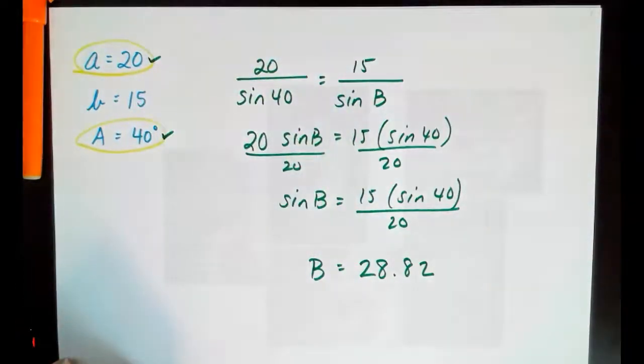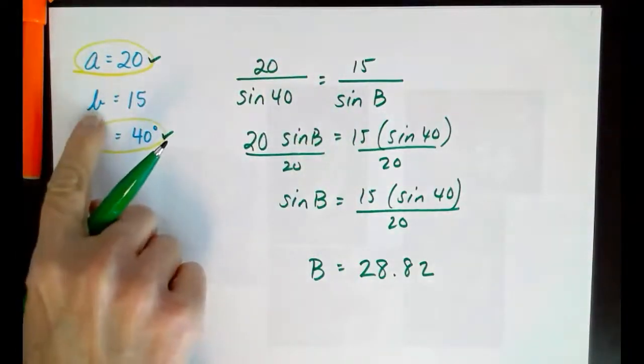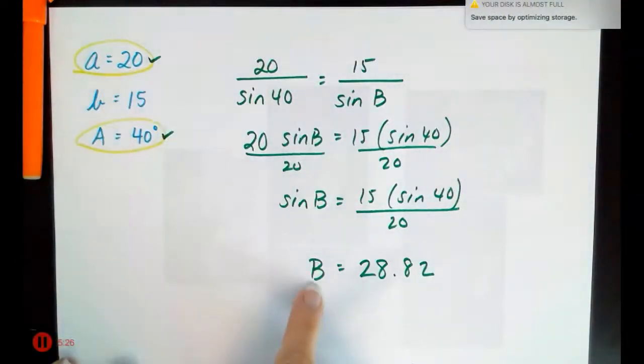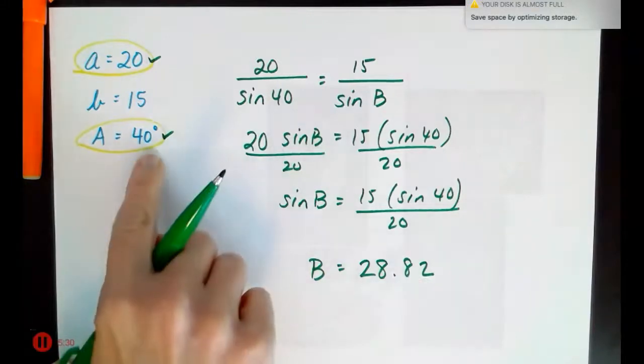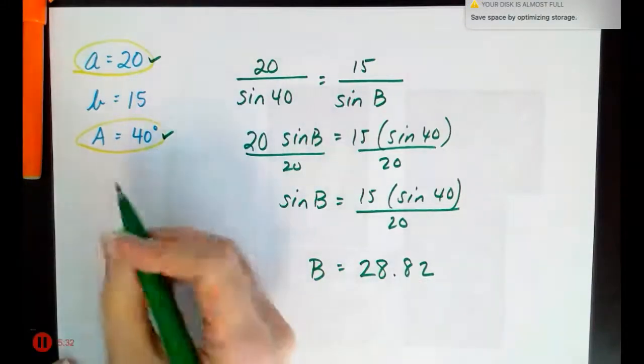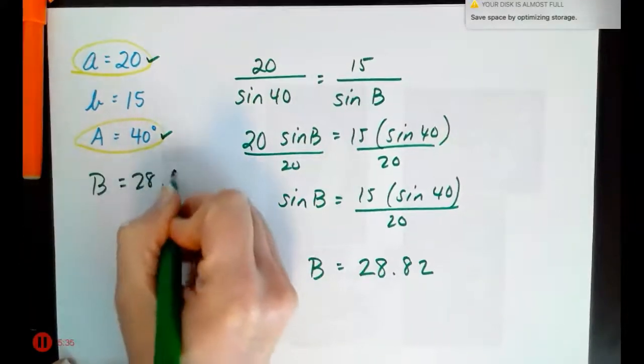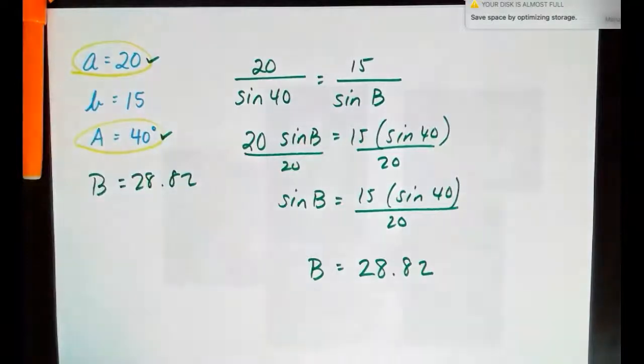Now, the other reason I know there's only one possible scenario here is that angle A is 40 and little a is 20. Now, if side B is smaller than side A, then angle B has to be smaller than 40. So in this case, angle B is 28.82.